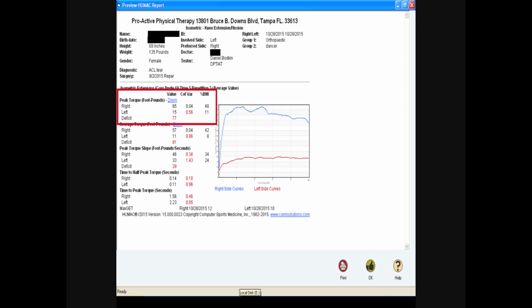Okay, this first set of data here, this is the peak torque values. And her right quad achieved 65 foot-pounds of torque, but her left was only 15 foot-pounds of torque. So that's a 77% difference. The next line over is the coefficient of variance. And this is a measure of how closely those 3 reps match each other. Her right quad is very close at 0.04, but her left was bad at 0.56 variance. Now this was due to poor muscle control and not lack of effort.